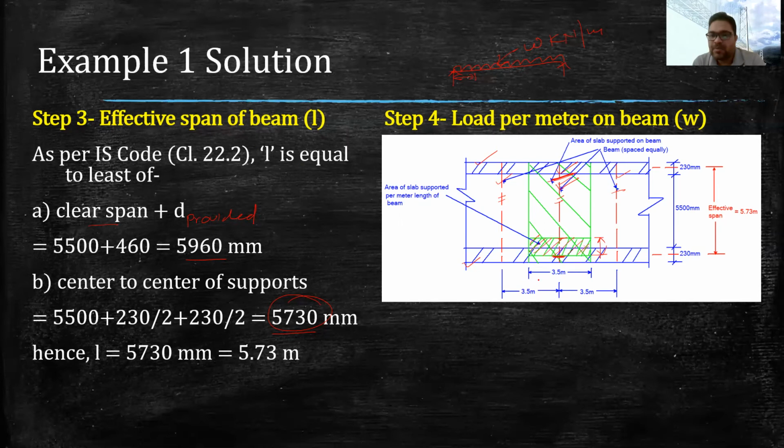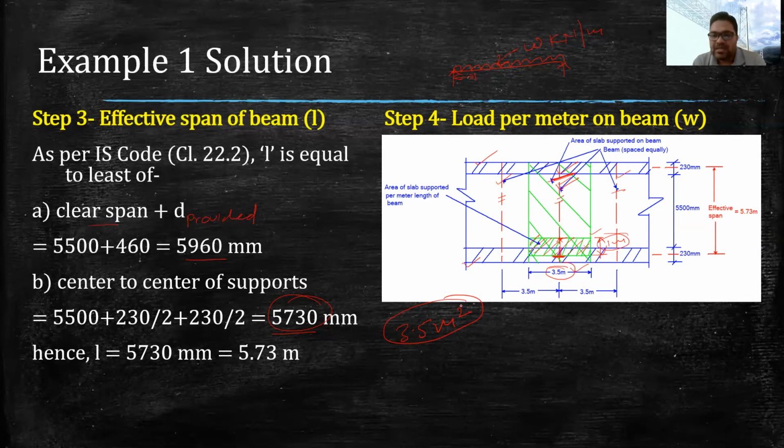The length of this shaded part will be 3.5 meter, because half part is taken from this side and half part is taken from this side. So this becomes 3.5 meter and this becomes 1 meter. So ultimately I can say that per meter length of beam, it is supporting the area of slab as 3.5 meter multiplied by 1, which means 3.5 meter square area of the slab is supported by 1 meter length of beam.